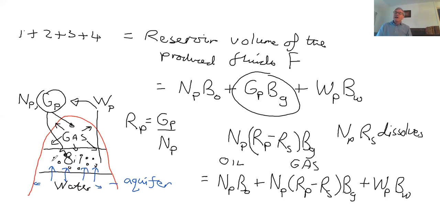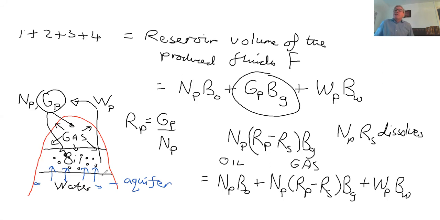So F is equal to those terms. The water produced, we just put it back down as water, so that's relatively straightforward, and BW is the water formation volume factor. You might say the water slightly compresses, so the reservoir volume is slightly lower. Sometimes actually there is some gas that dissolves from the water. So in fact, we might need to include that in our RS.